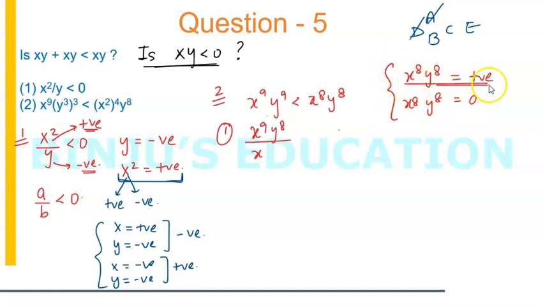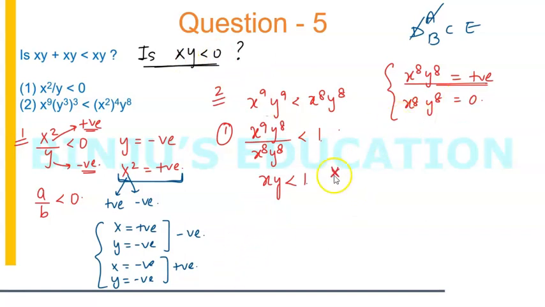So let's take the first case when they are positive. So x to the power 8, y to the power 8 is less than 1, which means xy is less than 1. I'm considering them to be positive. So xy will be less than 1. So if xy is less than 1, is it sure that xy will be less than 0? No, we do not know that.